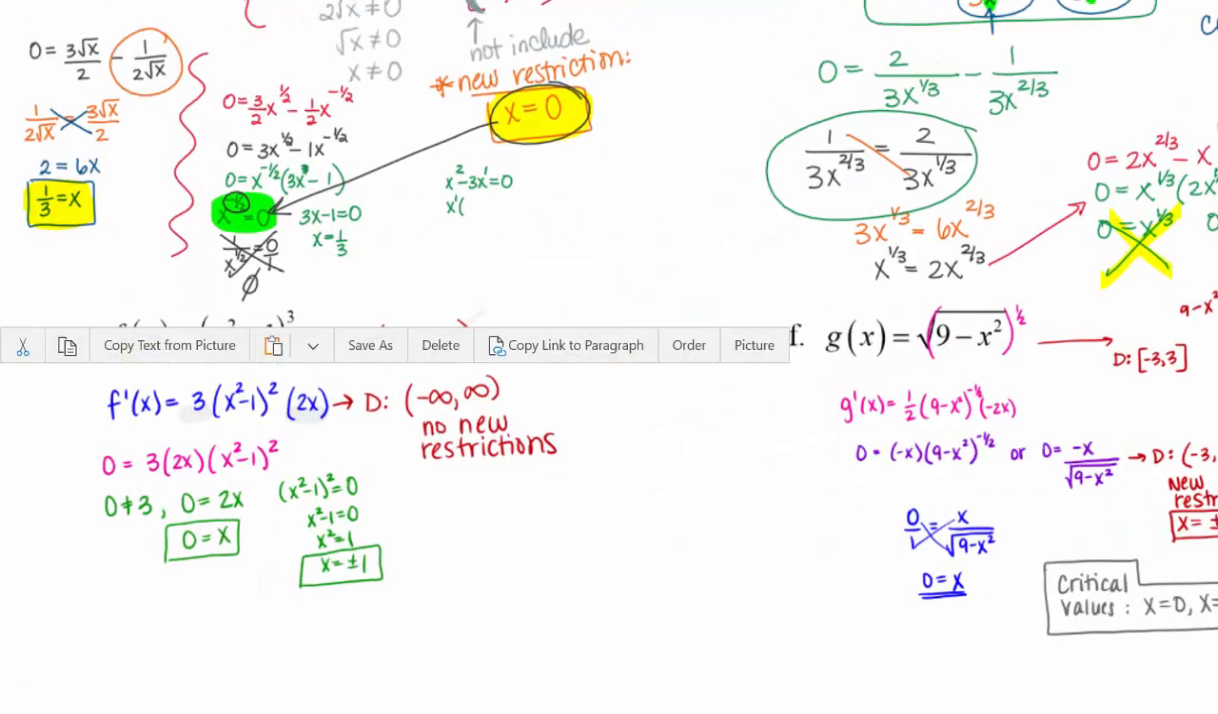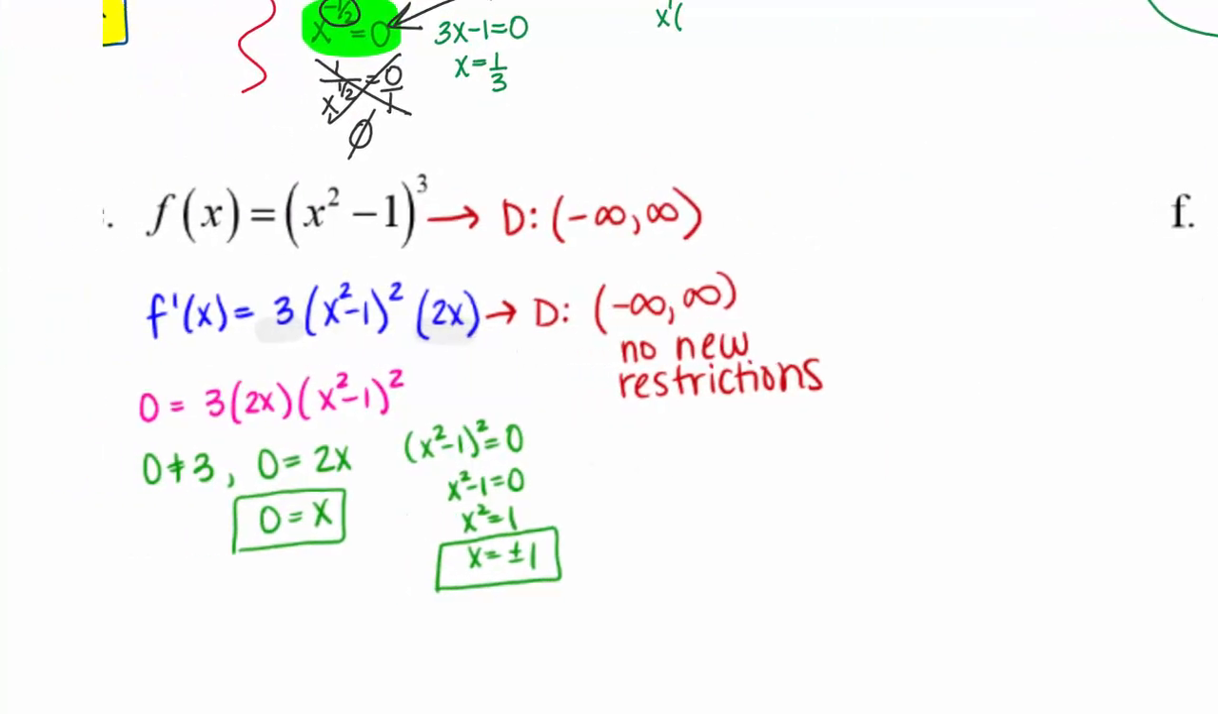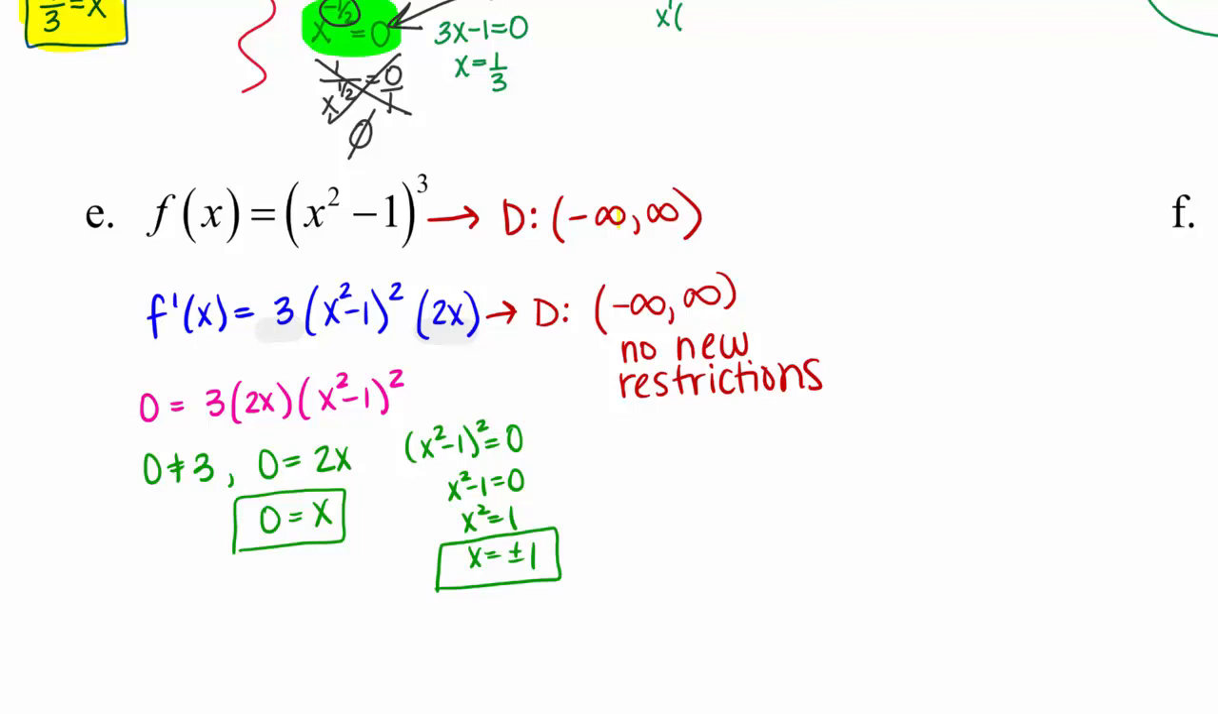The first one being this E. And so I'll just walk you through it real quick. What this is, you have a function cubed. And so you have to use chain rule to find its derivative. Bring down your exponent, keep your base the same, subtract 1 from your exponent, and then times the derivative of what's inside. There's no changes to my domain, right, of the original and to the derivative. So I have no new restrictions. So I set that derivative equal to 0.